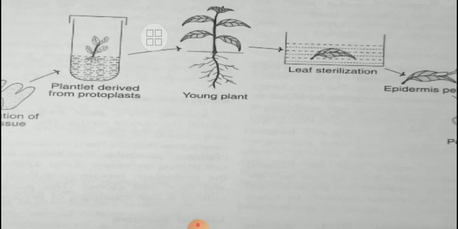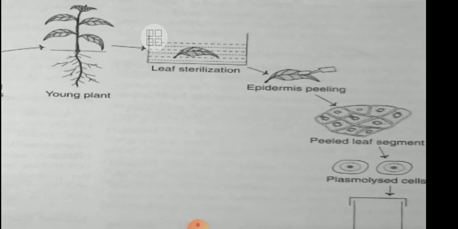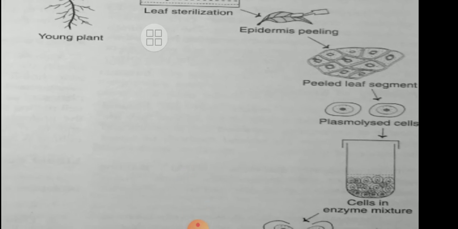So from the very beginning, we have to be a little bit careful to kill the microbes. Here the leaf is to be sterilized. After sterilization of the leaf, the epidermis is to be peeled out. After removing the epidermis, we will find a peeled leaf segment. Then it is to be plasmolyzed. So we will be able to get such cells.